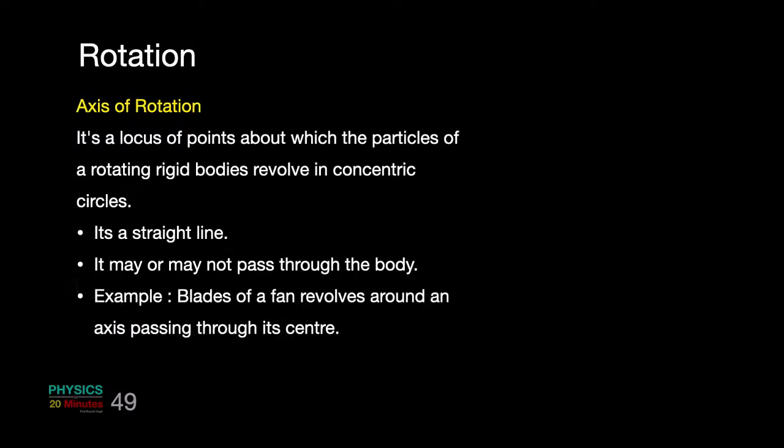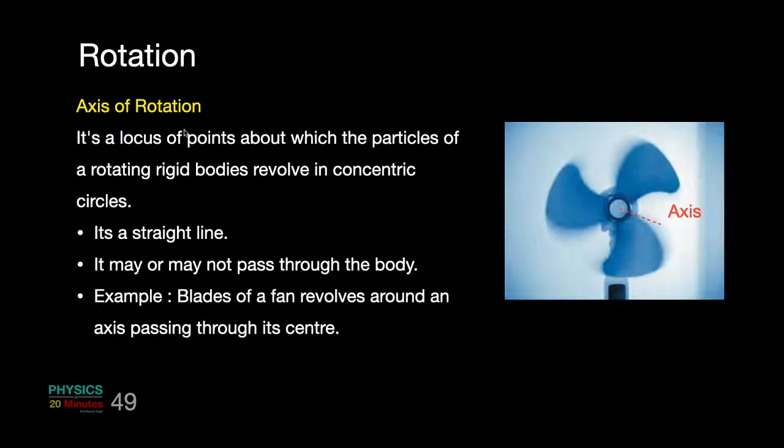For example, the blades of a fan revolve around an axis passing through its center. Suppose I have a fan here, these are the blades. Now when the fan rotates like this, any point you take, suppose you take a point here, it will move in a circle. If you take a point here, it will move in a larger circle. If you take a point at the periphery, it will move in the biggest circle. All these points are moving around some center point here.